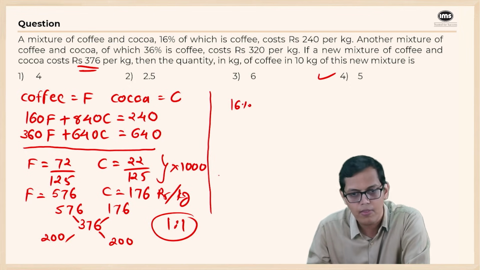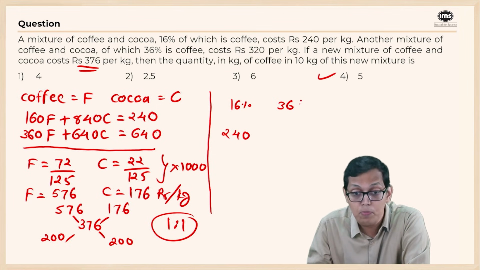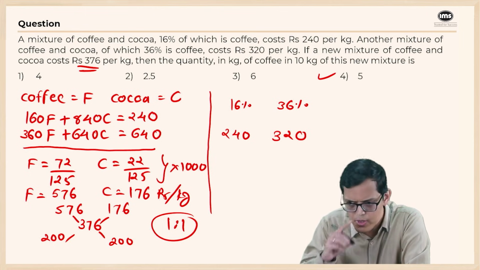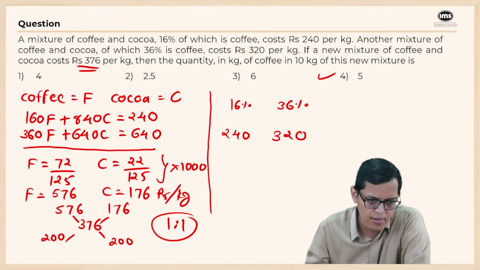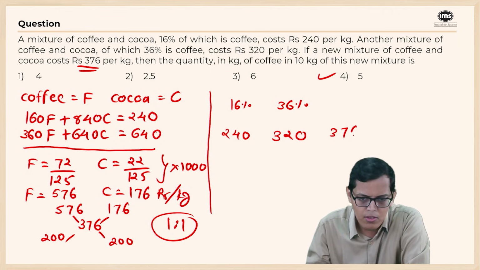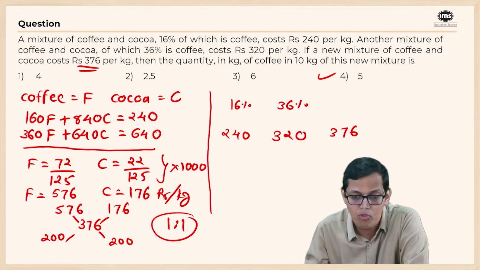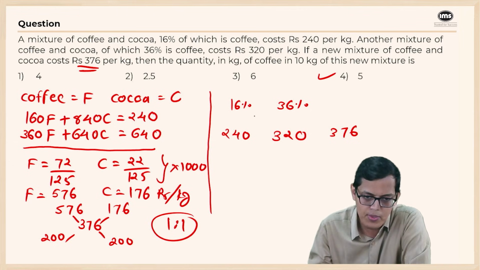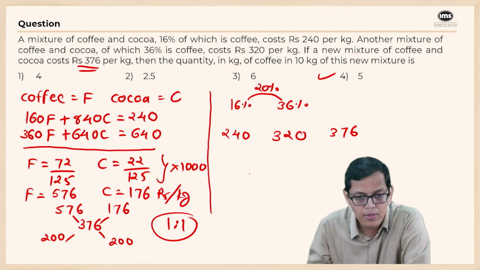16% coffee cost was 240. Second one, 36% coffee, the cost increased. That means increasing coffee actually makes the mixture costlier. The final mixture had a cost of 376. It should have even larger percentage of coffee in it. Let's find the gaps.